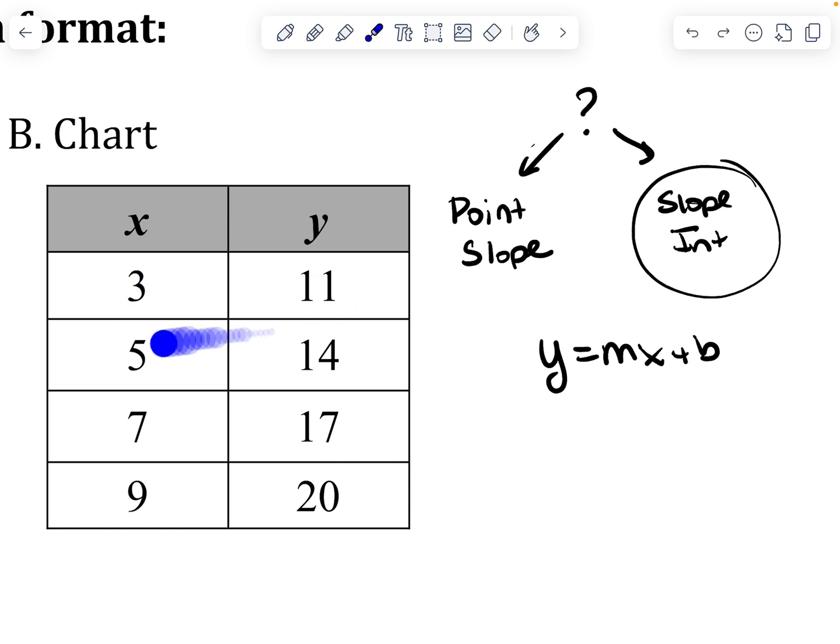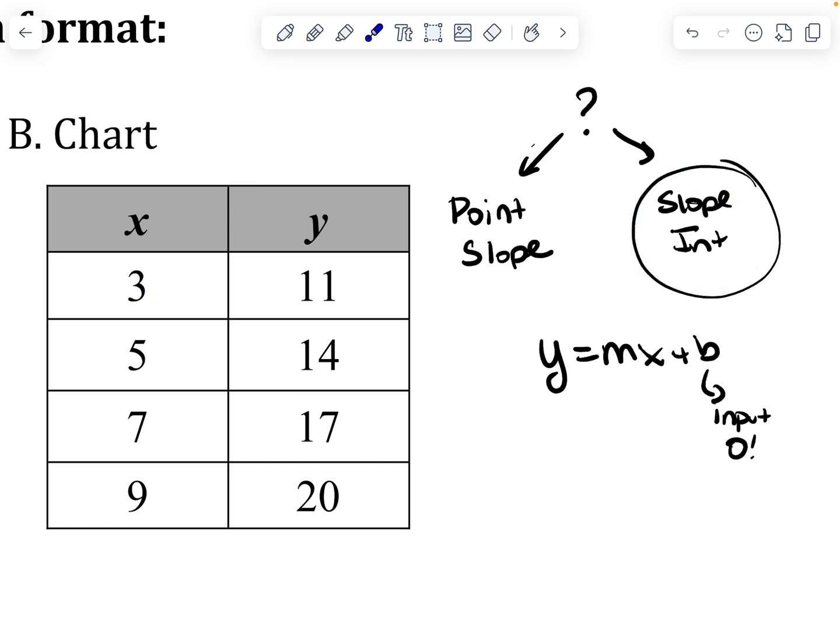So I look in the chart and I look for a b, and the b stands for the y-intercept. And you find the y-intercept in a chart when the input is 0. So in order for the b to be visible, the input has to be 0. I do not see any inputs of 0, and that's a problem. At least it's a problem for this format.